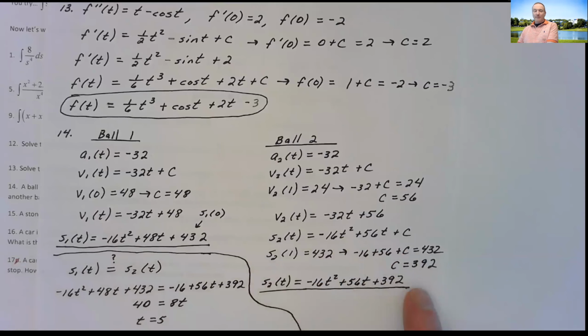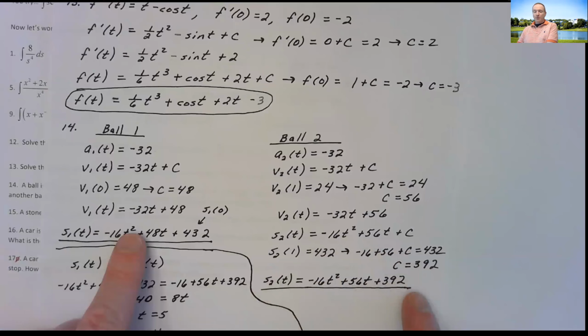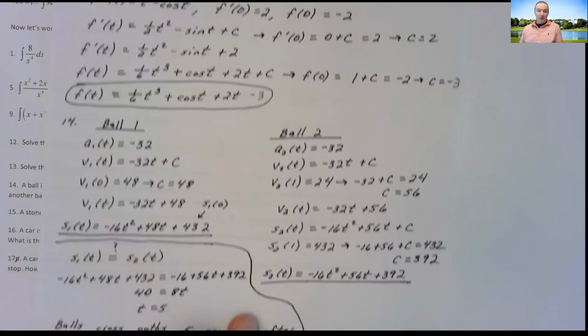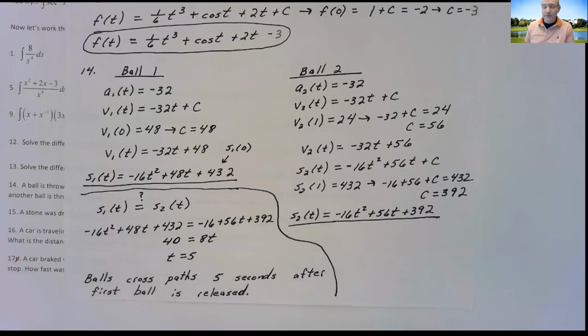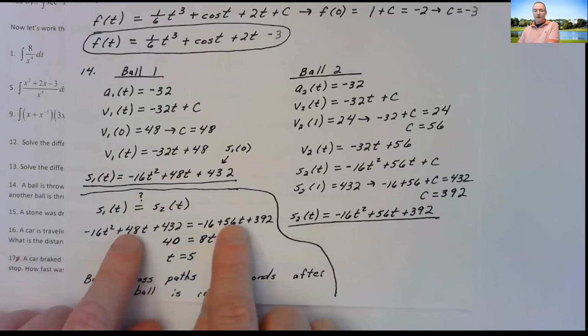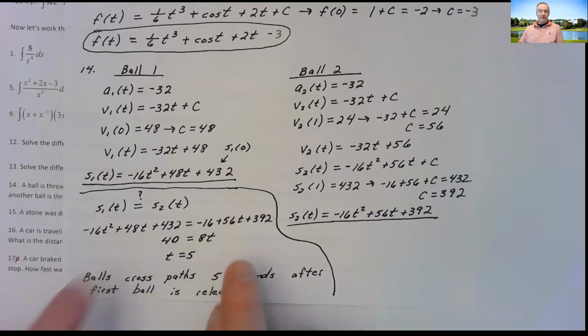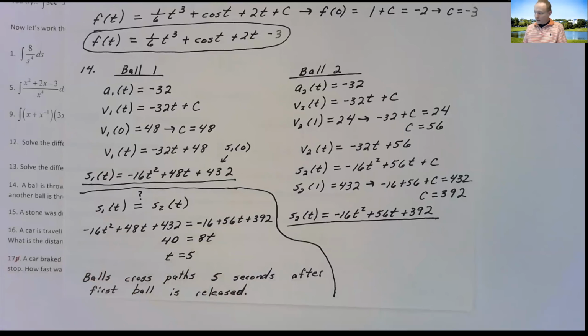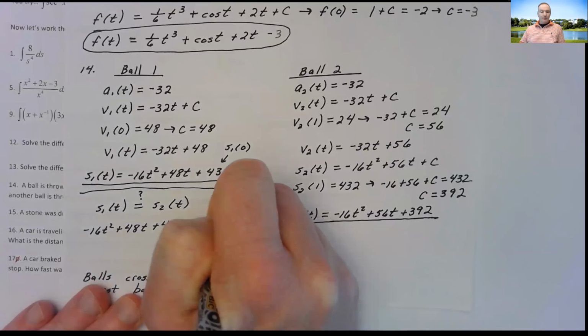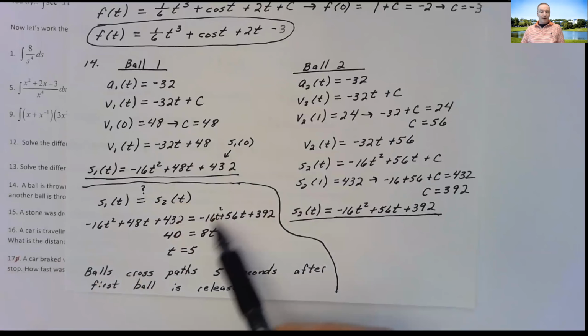So now I have my position function for the first ball, position function for the second ball. In order to answer the question, do the balls ever cross paths, just set your two position functions equal to one another. When you do that, you see that a lot of stuff cancels out. And I forgot to put the t squared in this second one. There's a t squared right there. Doesn't really matter because it cancels out on both sides anyway.